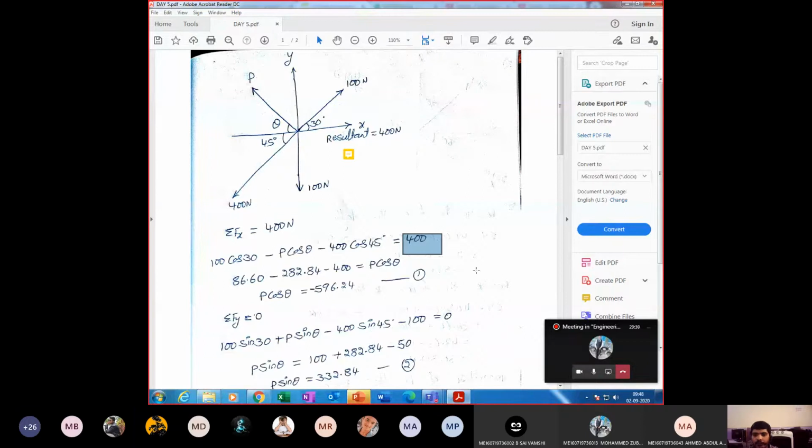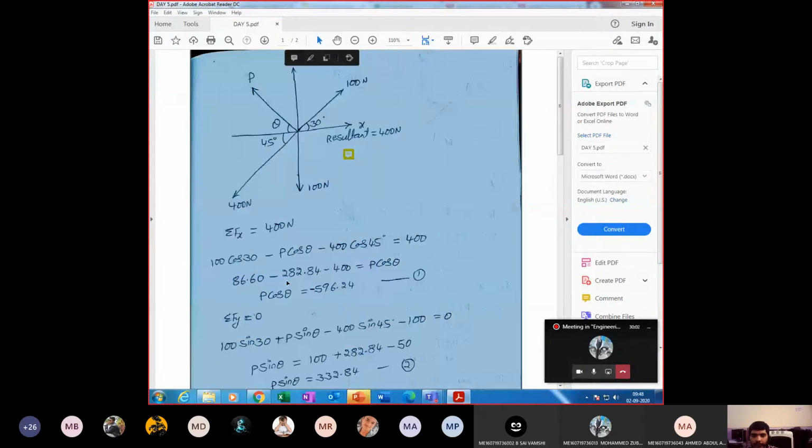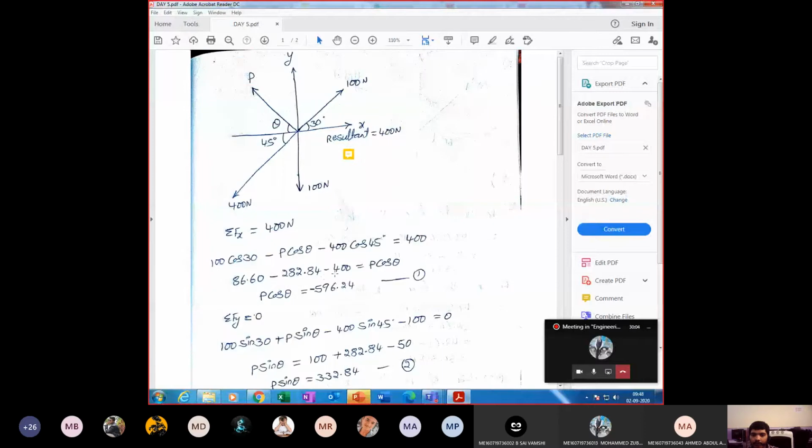That is the reason why I have spent 3 to 4 classes only on the resolution of forces, because it is a very basic thing. You should know these things. Next, after you substitute these values in your calculator, you will get these values: 86.60, next 282.84 minus 400 equal to p cos theta.